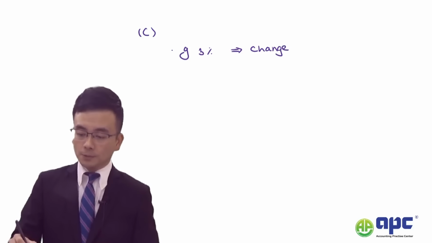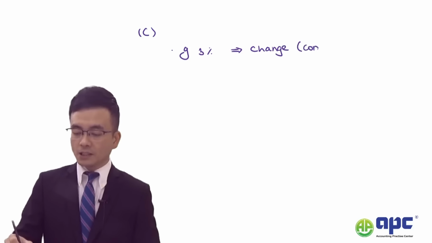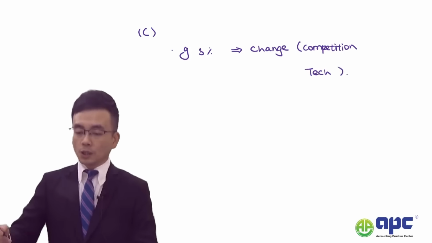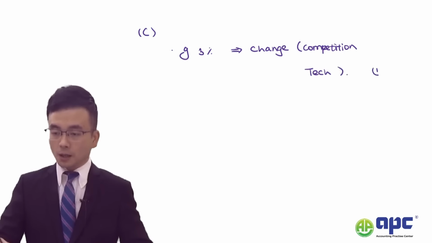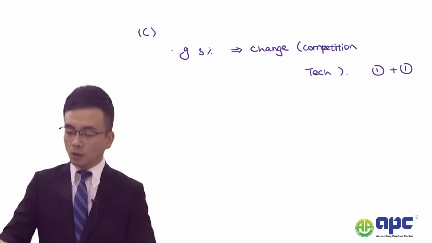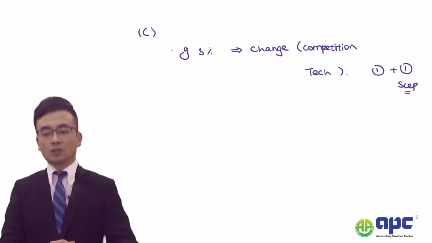So, for example, how about the level of competition in this market? How about the technology changes related to this industry? So that's why not only can you get 1 technical mark, but here, according to the marking scheme, you can also get 1 skepticism mark by commenting on the changes.